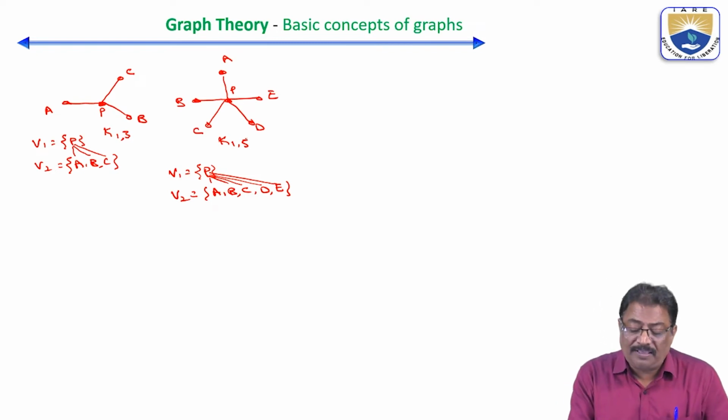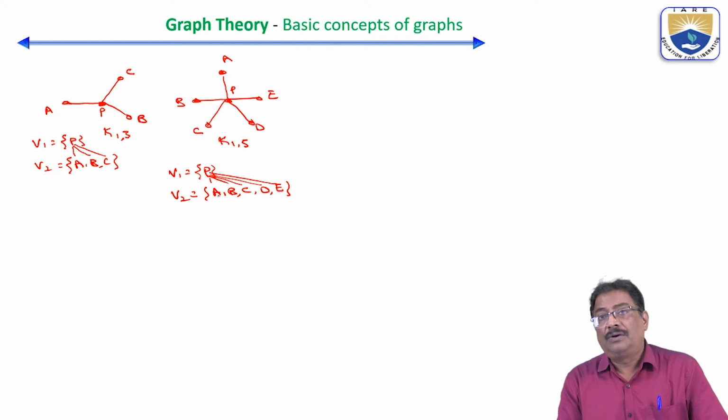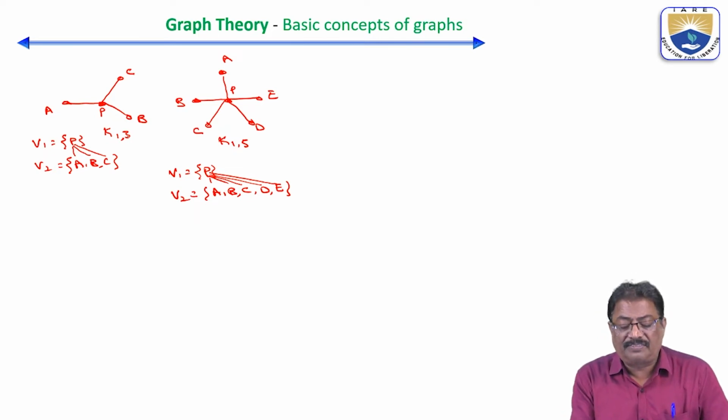K1,5. What is the order of this graph? It is 6, nothing but 1 plus 5. There are 6 vertices. The order of the graph is the number of vertices in it. So here the number of vertices is 4, so the order of this graph is 4.